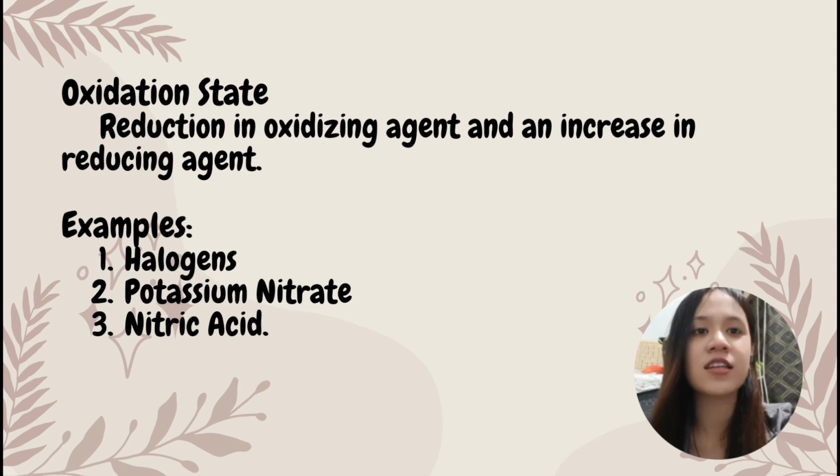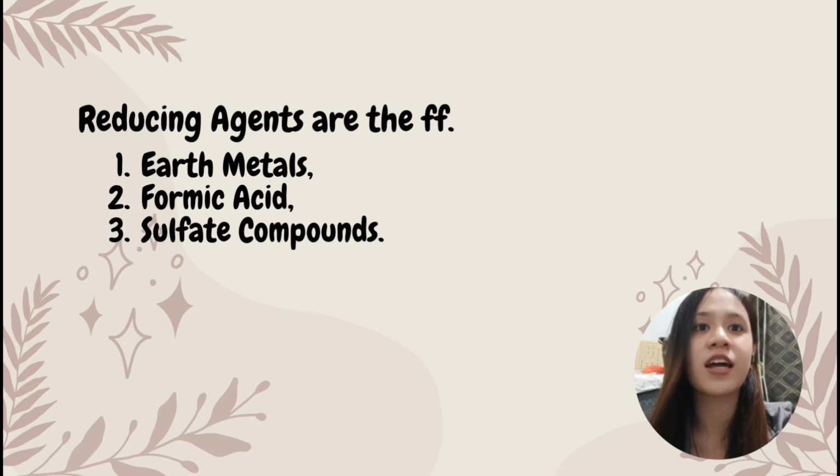Examples of oxidizing agents: halogens, potassium nitrate, and nitric acid. Halogens, they favor gaining an electron to obtain a noble gas configuration. Examples of reducing agents: the earth metals, formic acid, and the sulfate compound. Alkali metals, they favor losing an electron to obtain a noble gas configuration.